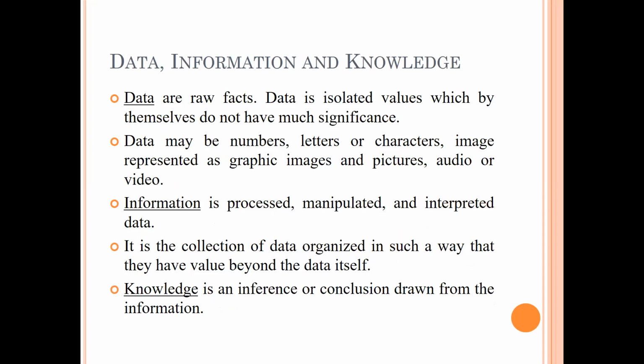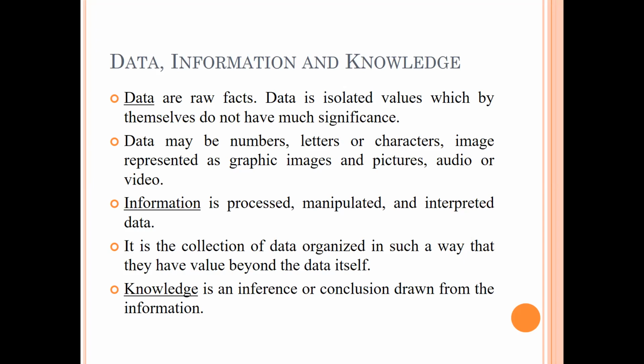Before we proceed to discuss different types of information systems, we're going to define a few things. We're going to define data, we're going to define information, and we're going to define knowledge. So data are raw facts. Data is isolated values, which by themselves do not have much significance. They can be numbers, letters, or characters, or even an image represented as graphic images and pictures. It can also be an audio file, or it can be a video file.